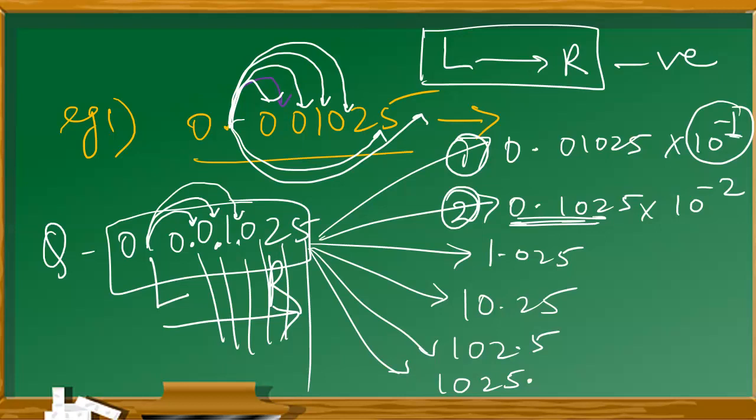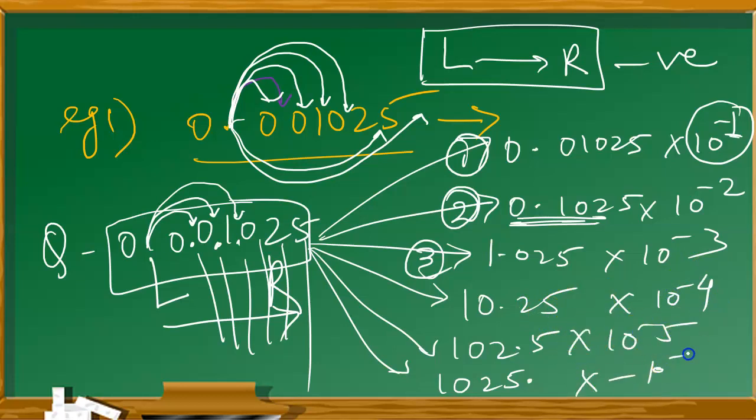The negative sign indicates shifting from left to right, and by how many decimal places you are shifting, that is the number you will write. That is the order of magnitude. Number 3: here I am shifting by 3 decimal places, so 10 to the power minus 3. If I am shifting by 4, so minus 4, then minus 5, then minus 6, and so on.